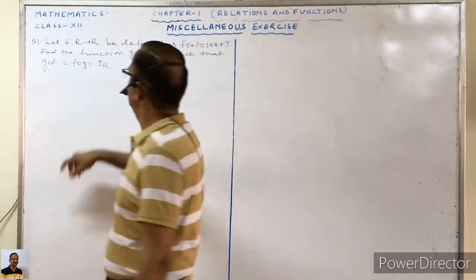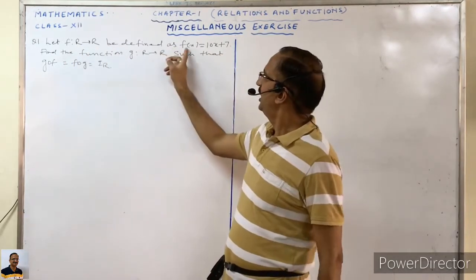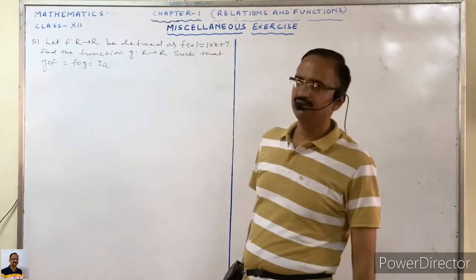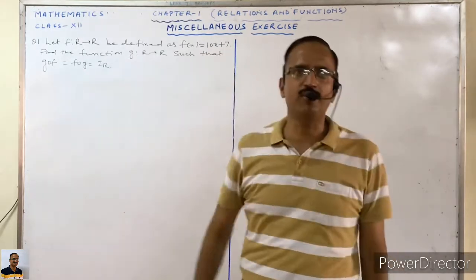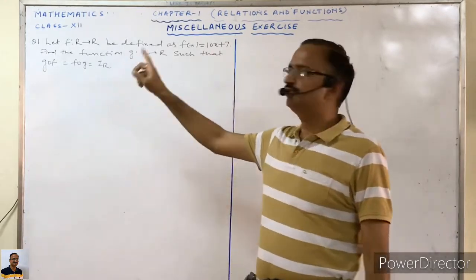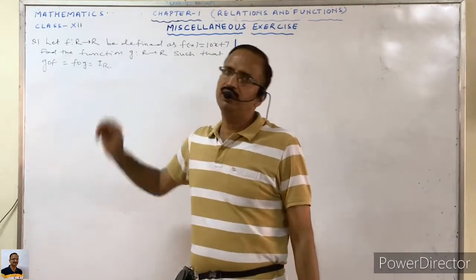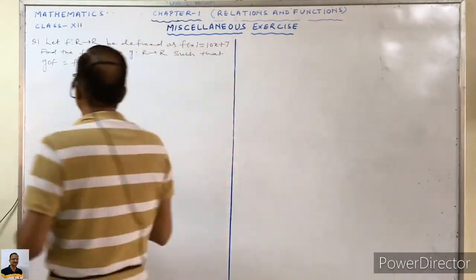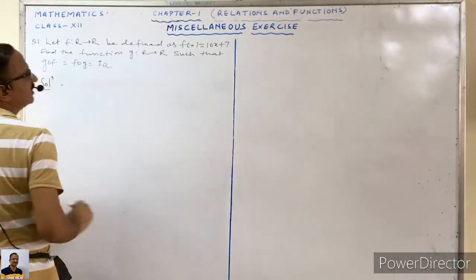In question number 1, f is a function defined from R to R and the function is 10x plus 7. Now we have to find one more function g defined from R to R such that GOF equals FOG equals IR. IR means identity function on real numbers. So we will start the solution. The solution is like this.